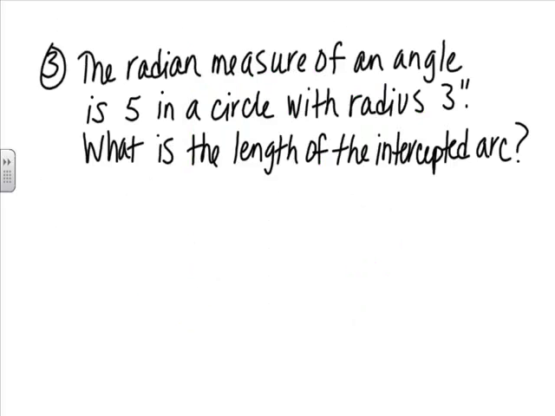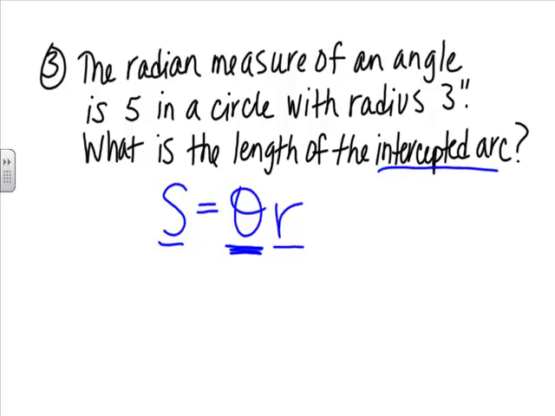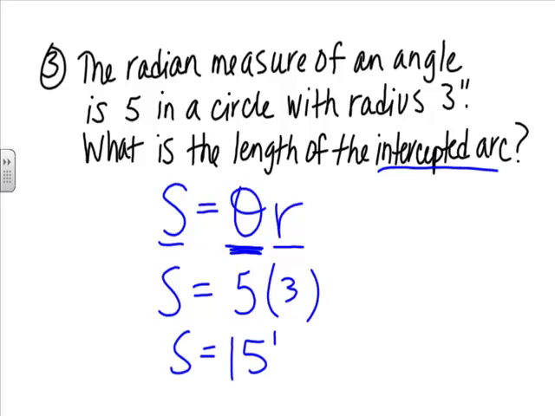Okay, the radian measurement angle is 5 in a circle with radius 3 inches. What is the length of the intercepted arc? So this is about recognition and realizing, oh, that's one of those S equals r theta problems. S being the intercepted arc, theta being the angle measured in radians, that's important, and this is the radius. So in this case, we're looking for the intercepted arc, so this is a nice friendly one. The radian measure is 5, the radius is 3, so the answer is 15 inches.